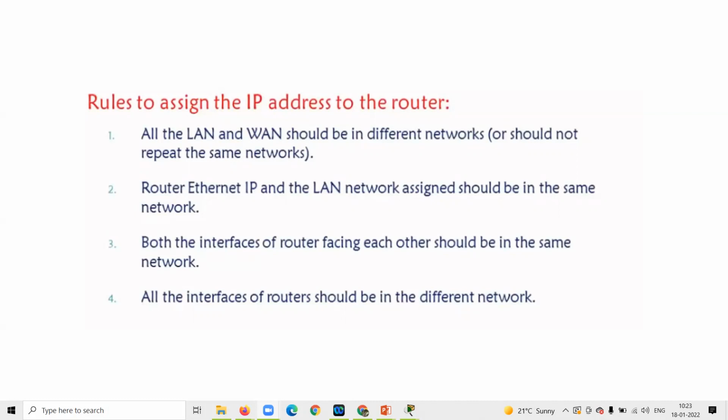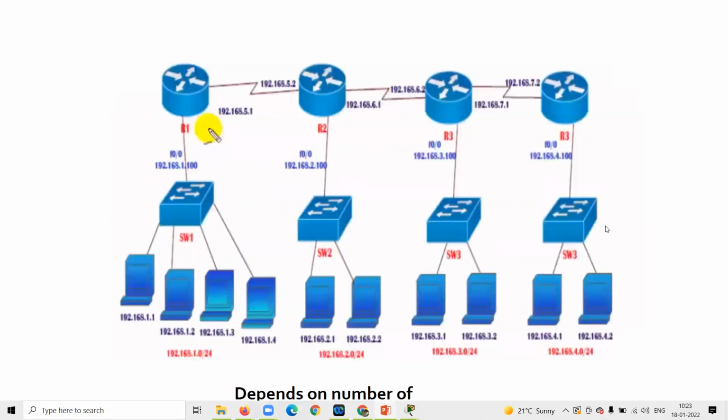Now before going to the second point, I want to show you one diagram. See, this is the network, right? You can say this is an example of a network. So try to understand this diagram now, then I will explain it. What you can see, there are four routers. There are four switches and four computers under each switch, right? Yes, in some of the switches there are two computers.